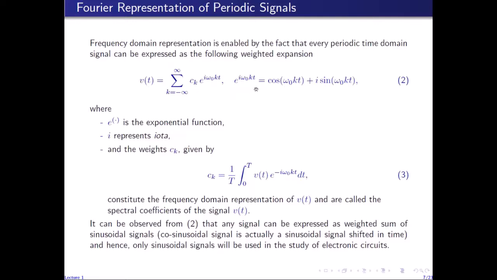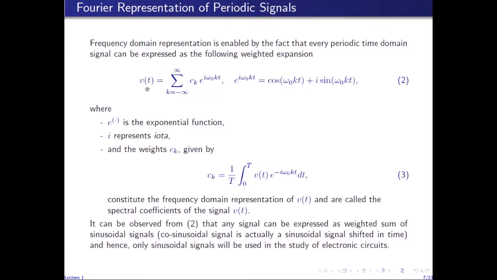If we use Euler's formula and replace the exponential with this form, where cosine is actually a sine signal only displaced in time, then we can see that any signal Vt can be expressed as a weighted sum of sinusoidal signals, where the coefficients or the weights Ck are obtained by finding this integral over time, in which this capital T refers to the time period of the signal Vt.